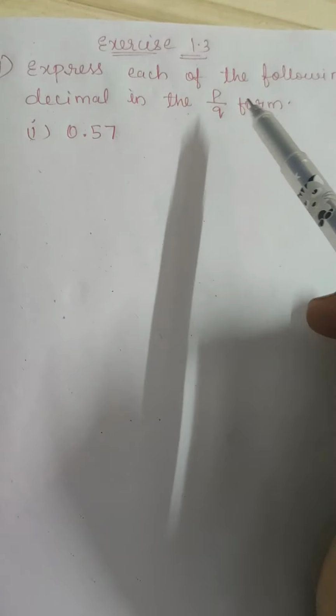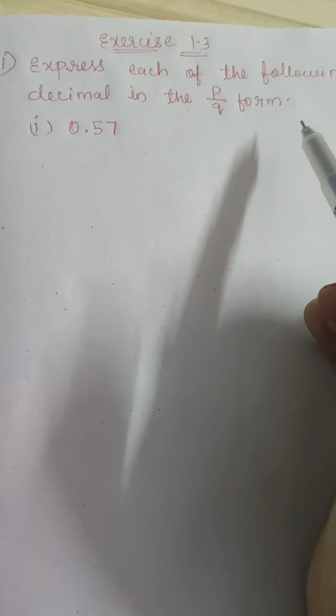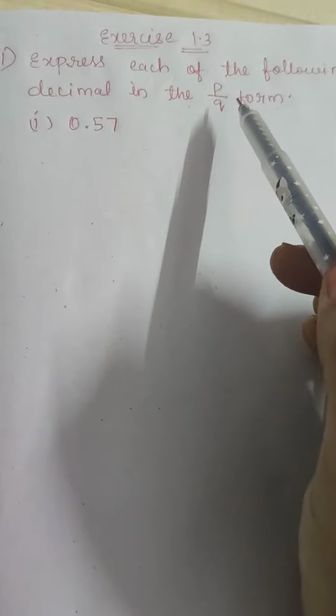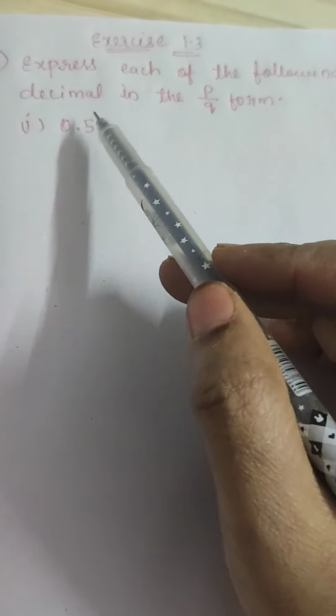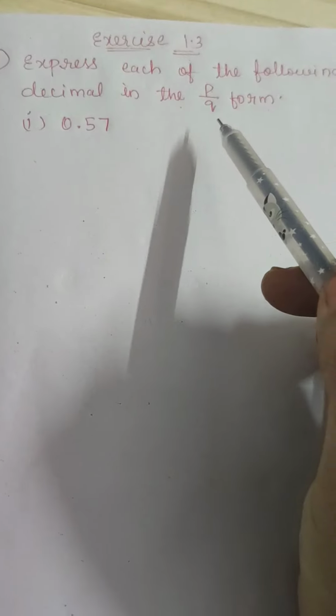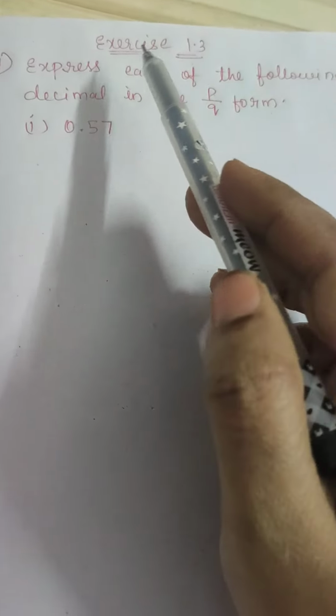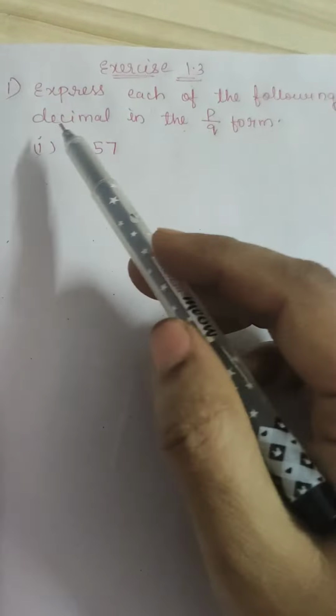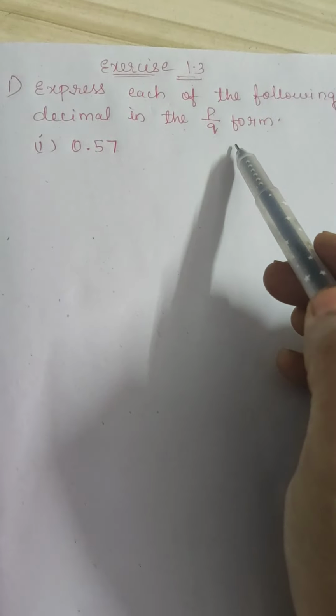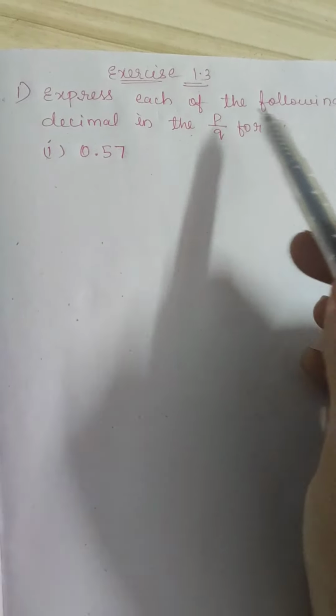Hello students, in previous videos I have explained the concept of how to convert a decimal number into a rational number. Now we will do an exercise related to that. Express each of the following decimals in the p by q form. p by q form means rational form.